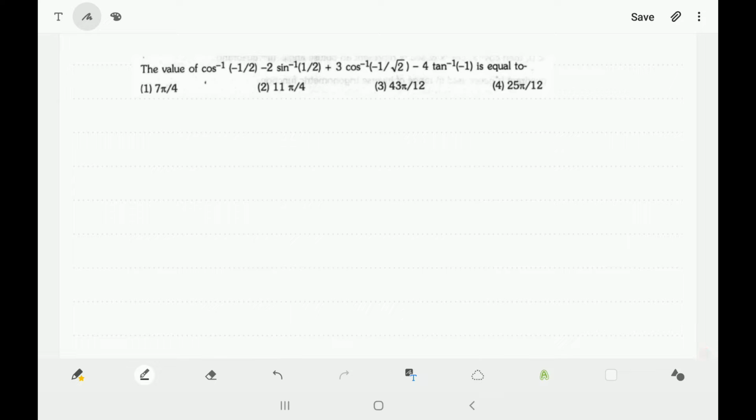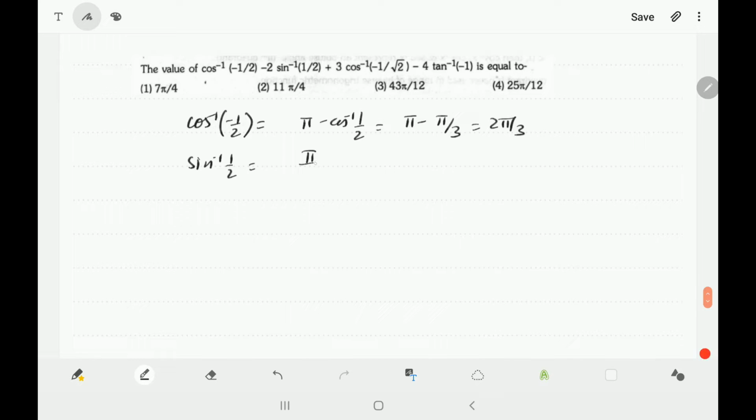In this problem we have to find the value of this term. Now we will write each term individually, then we'll put the values. Okay, so cos inverse of minus half is pi minus cos inverse half. You can write this as pi minus pi by 3, since cos 60 is half, so this value will be equal to 2 pi by 3. Okay, now sine inverse of half is 30 degrees, which will be pi by 6. Now cos inverse of minus 1 by root 2 will be pi minus cos inverse 1 by root 2, because cos inverse of minus x has the formula pi minus cos inverse x.